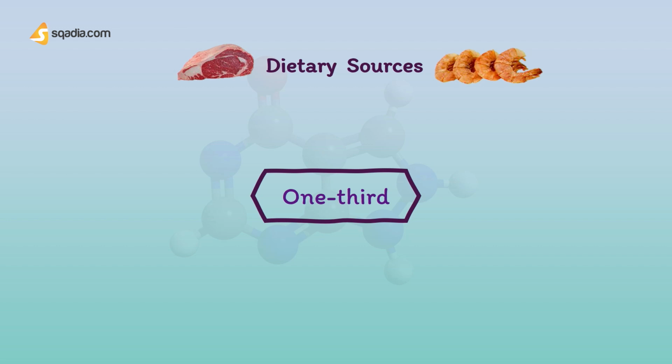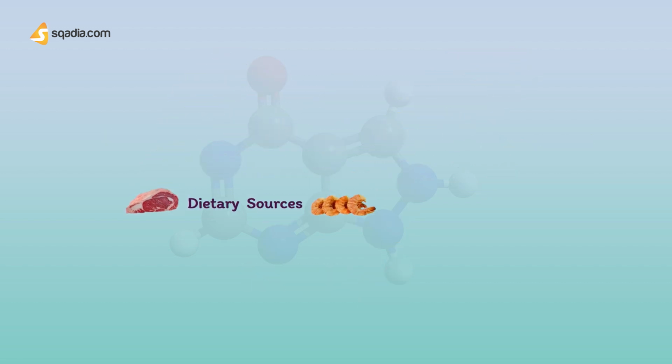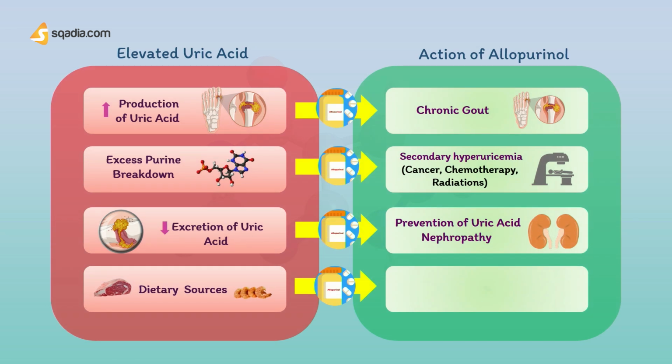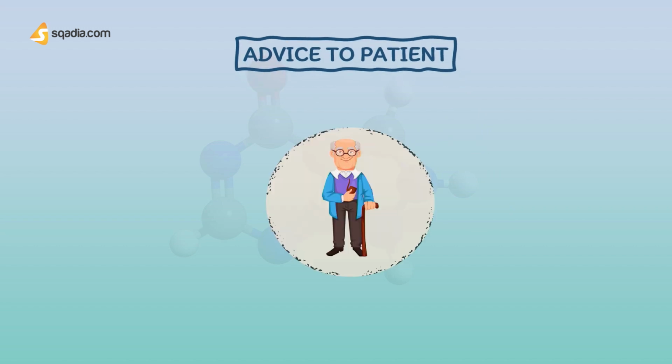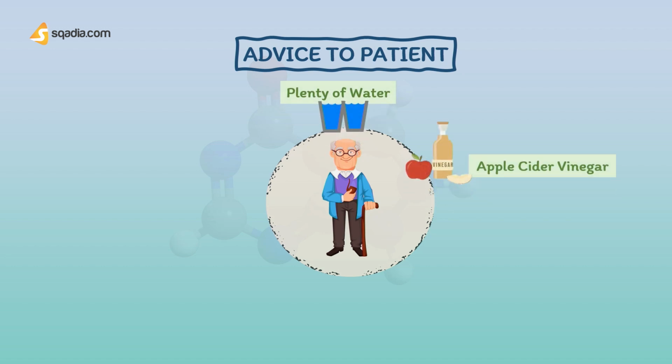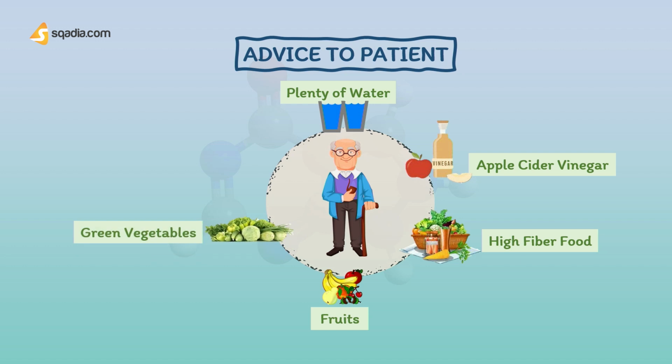Now, if we talk about Mr. Henry here, his diet majorly contains red meat, seafood, organ meat, and all types of alcoholic beverages. These are the major reasons for his increased uric acid levels. It is ideal to advise the patient to reduce his intake of purine-rich foods like meat. Apart from using allopurinol, it can be controlled by advising him to drink plenty of water. Apple cider vinegar is also beneficial in this regard. Dilute it and drink. Eat a generous amount of fibrous food, fruits, green leafy fresh vegetables, and milk.